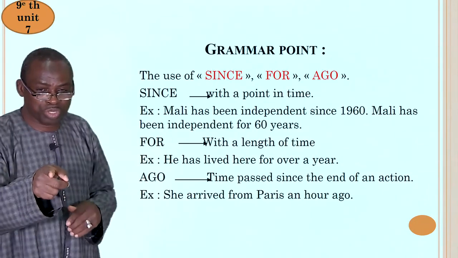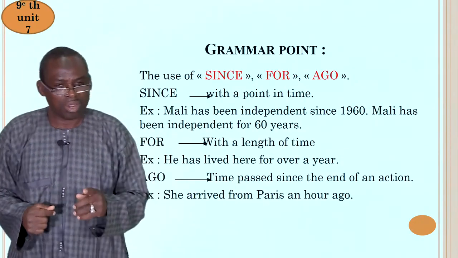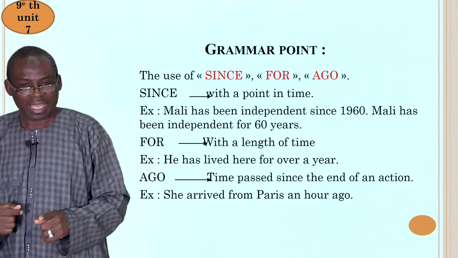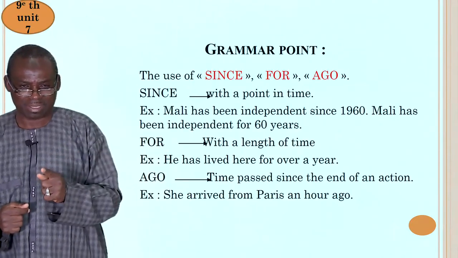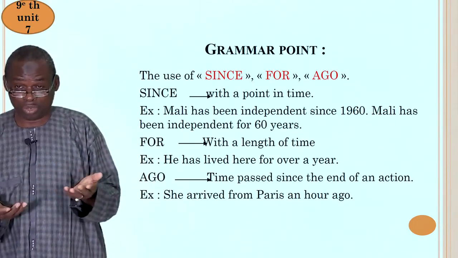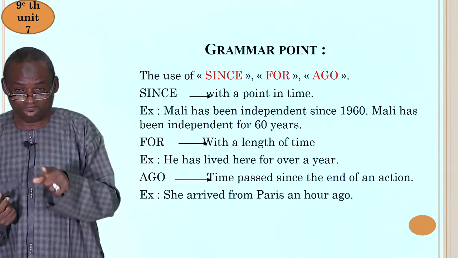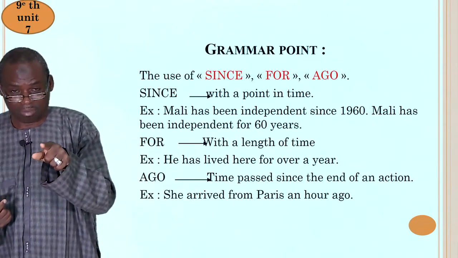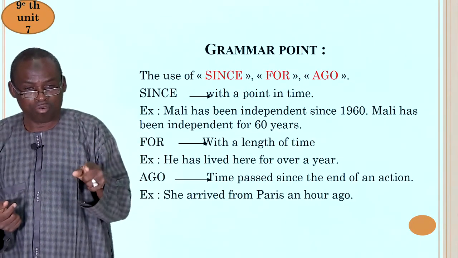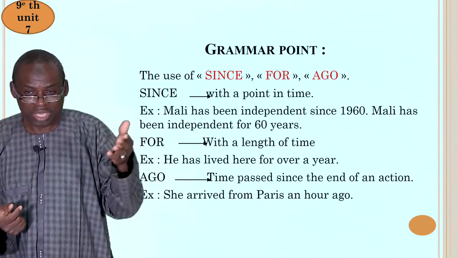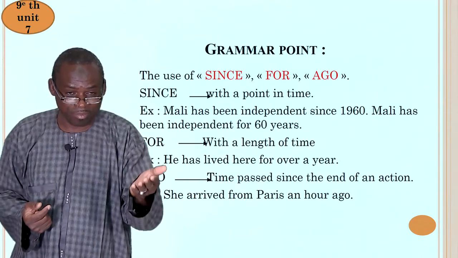Quand on veut utiliser aussi for, when you want to use for, le Mali est indépendant depuis 60 ans. Ça, c'est la durée. A length of time. Now, for. Mali has been independent for 60 years. This is used for a length of time.